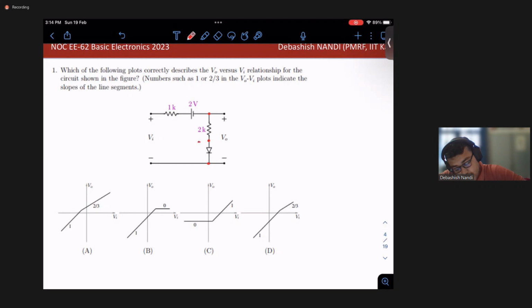So your VD is across this, and also there will be some drop across 2K. Describe the V naught versus Vi relationship for the circuit shown in the figure. Numbers such as this indicate the slope. Okay, so how do we proceed for this kind of problem, right?